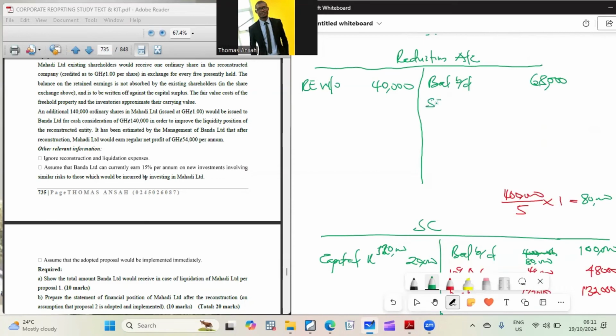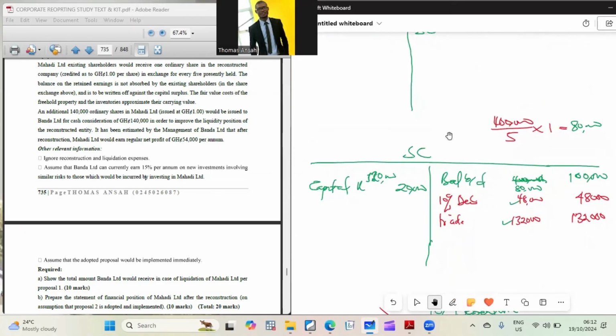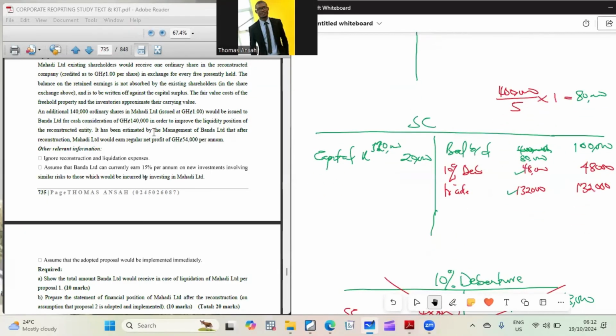So what will it be? Stated capital 20,000. So you can do the 100,000 reduction and also the 80,000 that is coming into the cash book. That one, your cash will receive some funds. Okay, so that is your analysis of that statement.